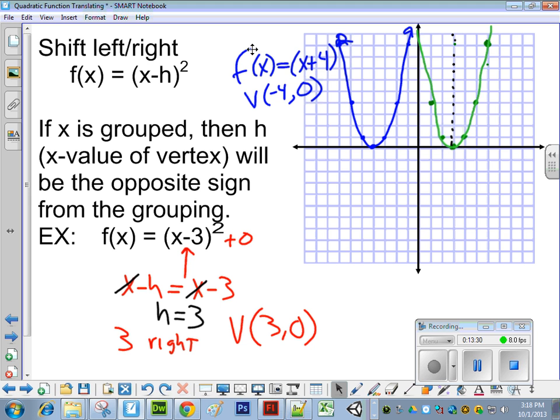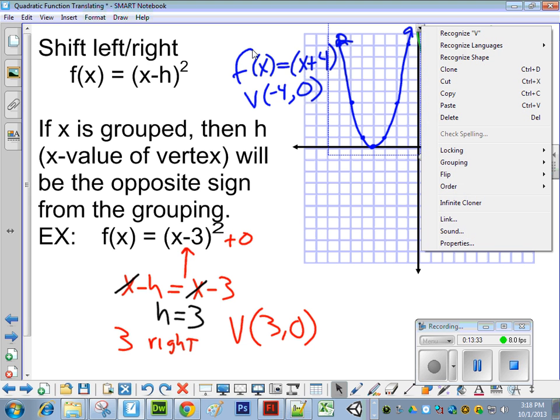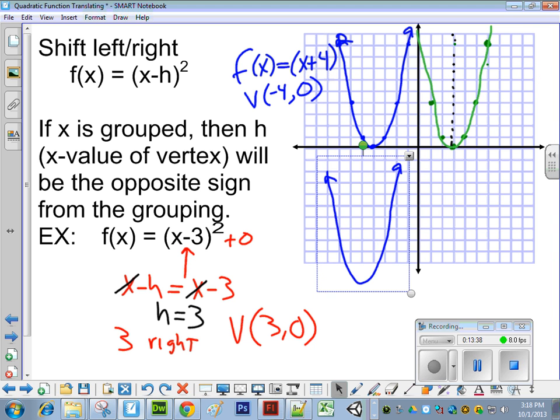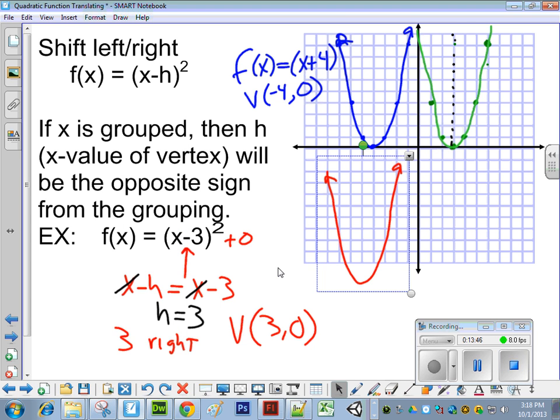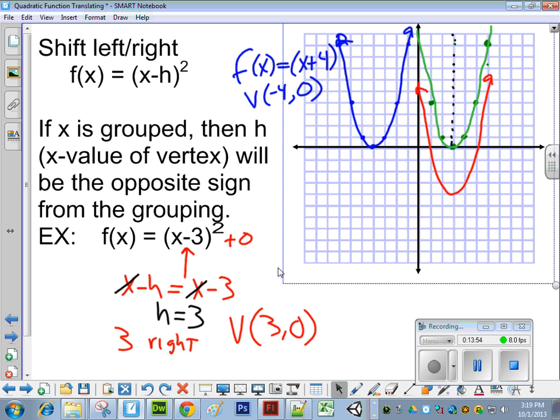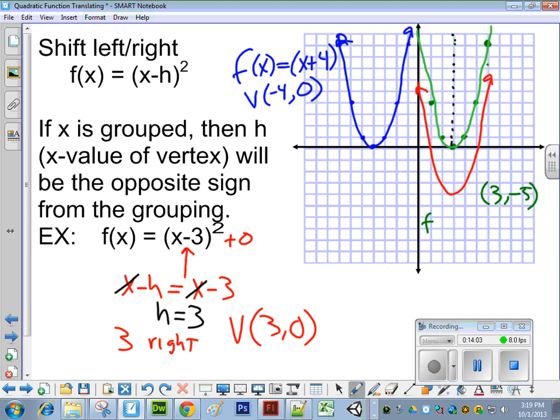Now, if I took this same exact graph, this shape, if I cloned it, moved it down, I could change colors on it just for simplicity. All right, let's say I wanted to go 3 to the right and down 5. That would be my graph right here. So if that vertex is 3, negative 5, my function would look like this. F of x equals, it was going to the right 3, so I say minus 3, square it, minus 5.